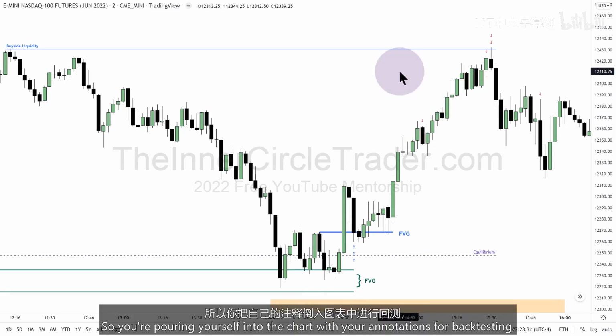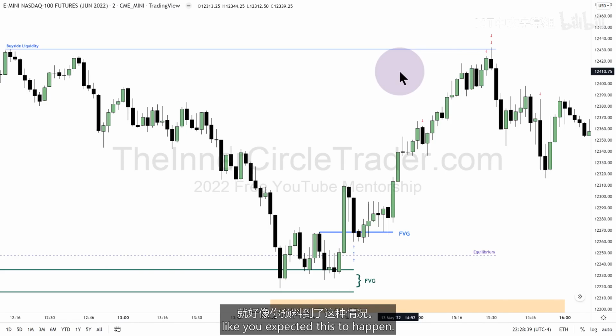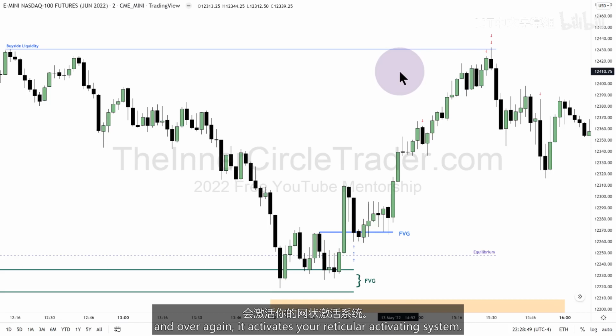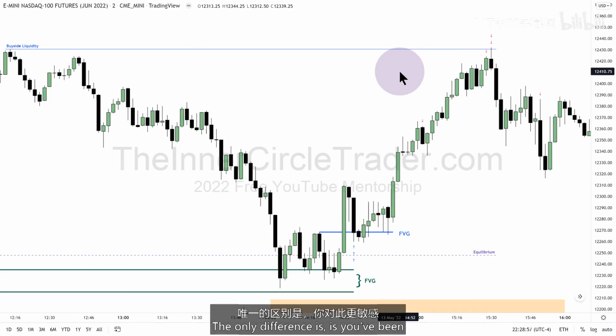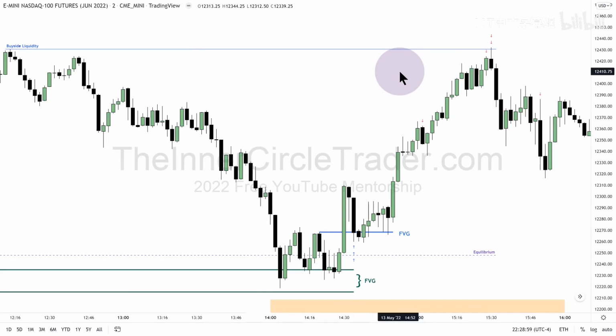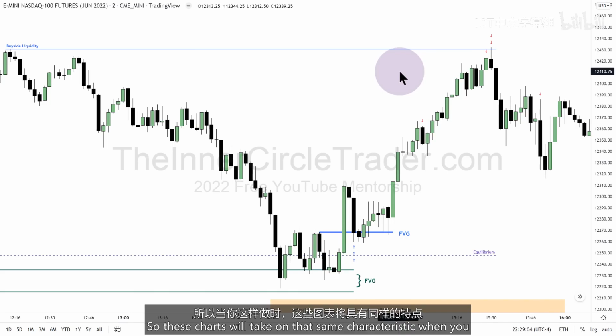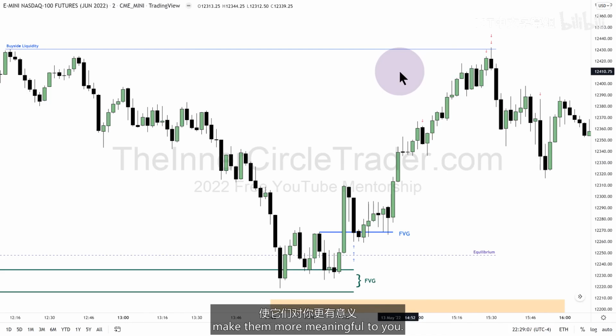So you're pouring yourself into the chart with your annotations for backtesting, and you're doing it in such a way where you're tricking your subconscious like you expected this to happen. And over time, when you do that, you're recording this subconsciously. You don't realize you're doing it, but by doing these things over and over again, it activates your reticular activating system. The same thing happens when you buy a car. You go out the next day, and all of a sudden, it seems like everybody else bought the same car. The only difference is you've been more sensitive to that because it's more meaningful to you. So these charts will take on that same characteristic when you make them more meaningful to you.